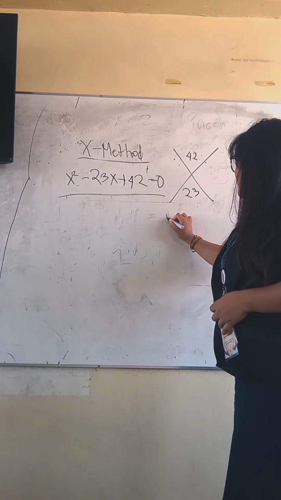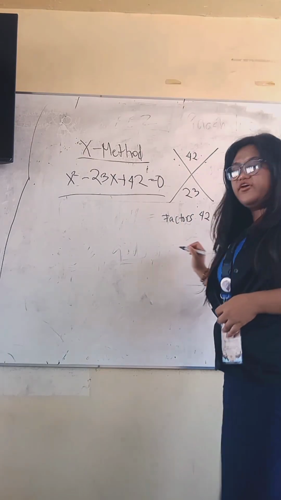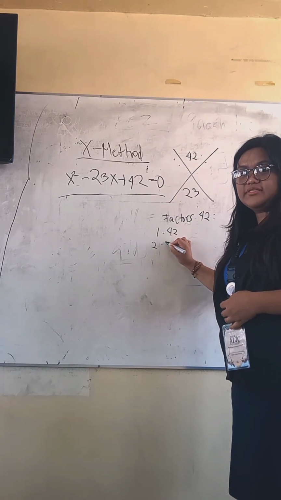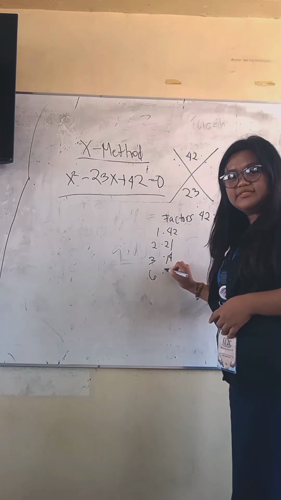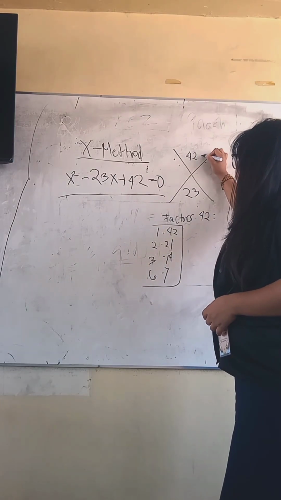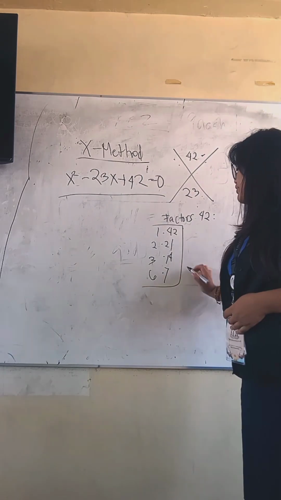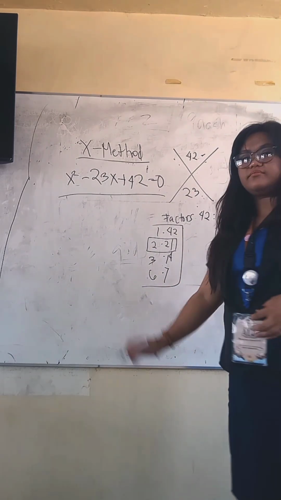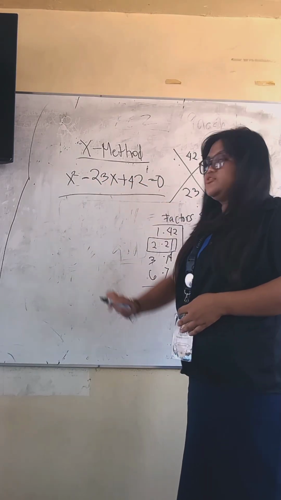So the second rule is to find the factors of the term at the top of the X, which is 42. The first one is 1 times 42, 2 times 21, 3 times 14, and 6 times 7. If we multiply these factors to each other, it will be 42. And which factors, if we add them to each other, will be 23? Correct. 2 times 21.